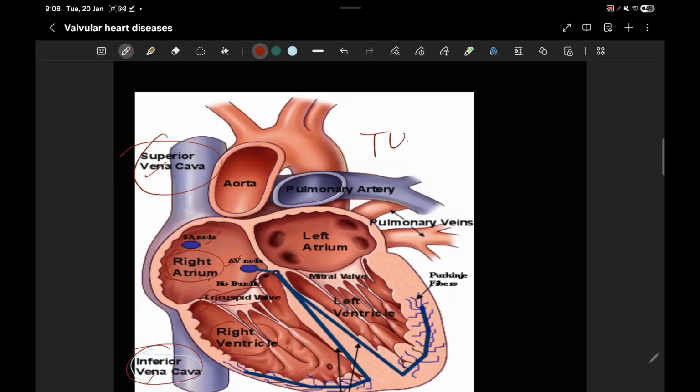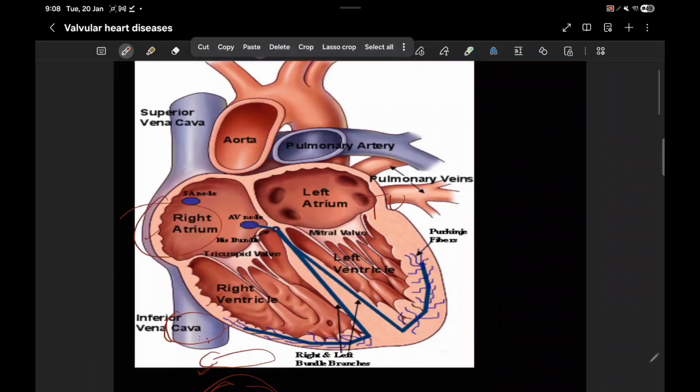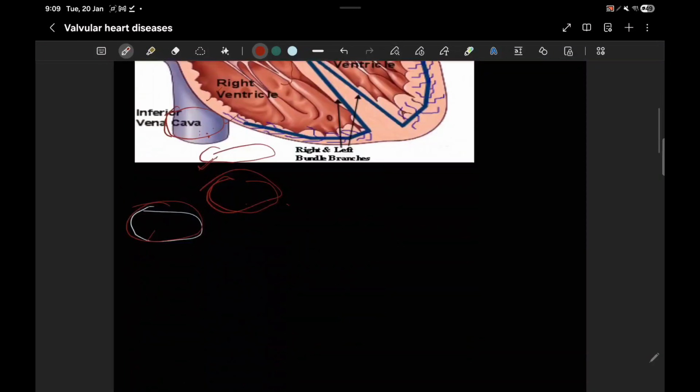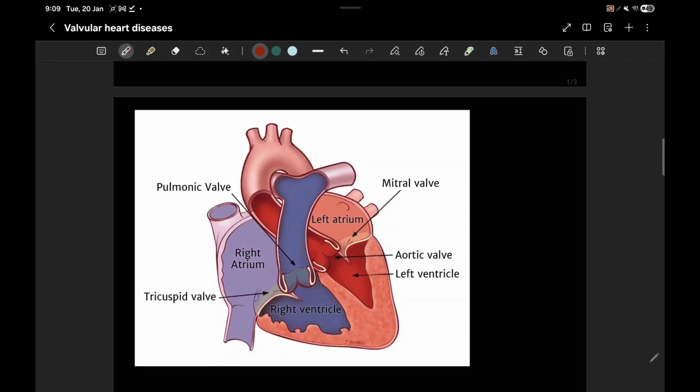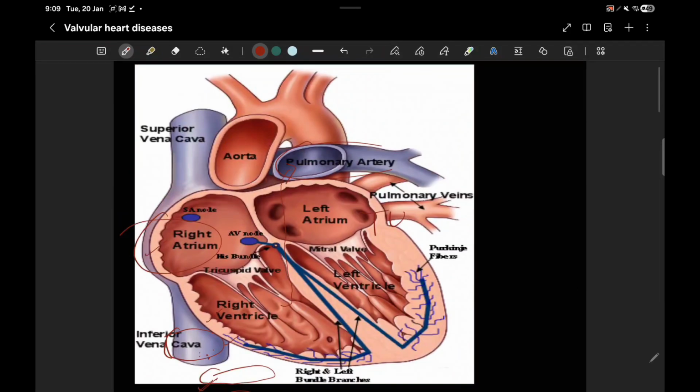Then the deoxygenated blood from the right ventricle enters the pulmonary artery. From the right ventricle it goes to the pulmonary artery through a valve present here, called the pulmonic valve. The pulmonic valve will open, and then the blood goes to the pulmonary artery, and then to the lungs for oxygenation.